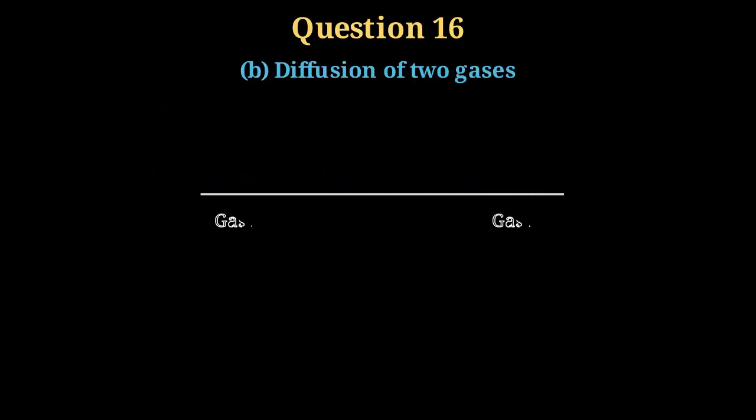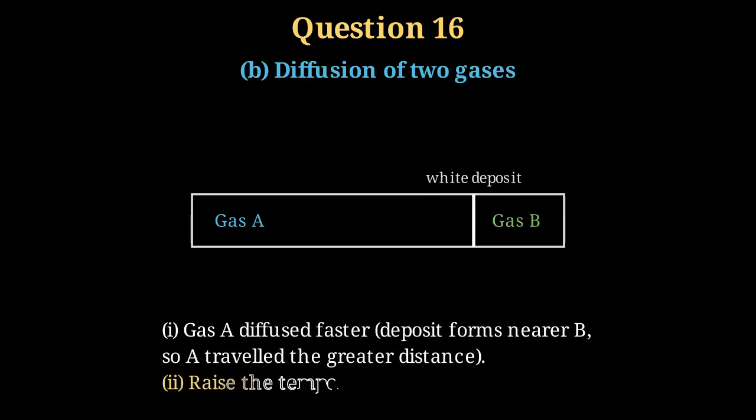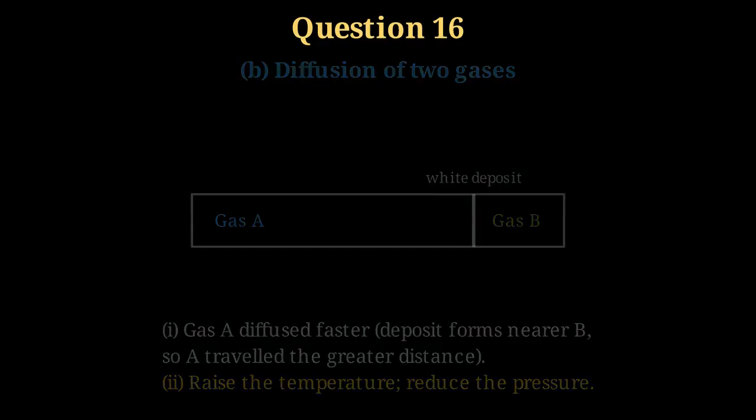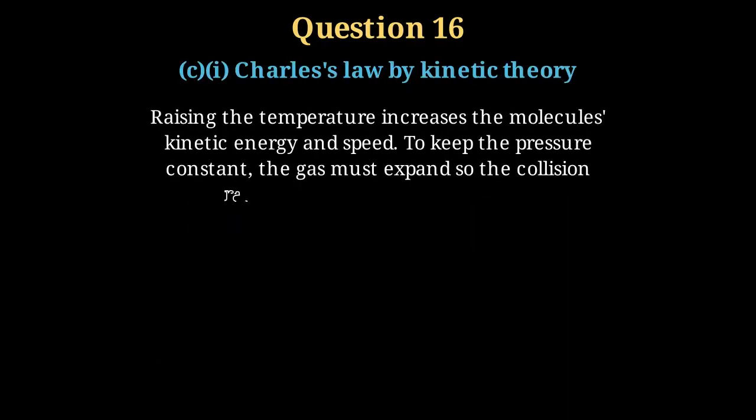Part B. 2 gases start at opposite ends of a tube and meet where a white deposit forms. The deposit forms nearer gas B, which means gas A travelled further, so gas A diffused faster. To increase the rate of diffusion of the gases in the tube, you can raise the temperature or reduce the pressure. Part C. 1. Charles's law by the kinetic theory.